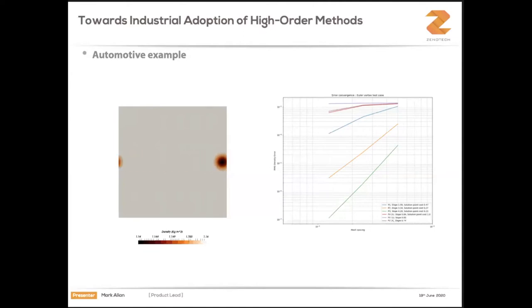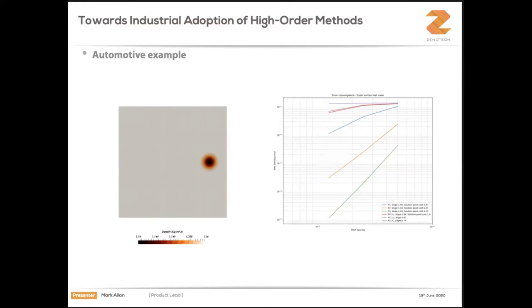I should say these results are 2 or 3 years old, and they're done on CPU, so I expect the cost benefit is even greater now, especially when running on GPUs. This was the motivation behind trying to see if we could speed up the calculation time compared to a standard finite volume method.